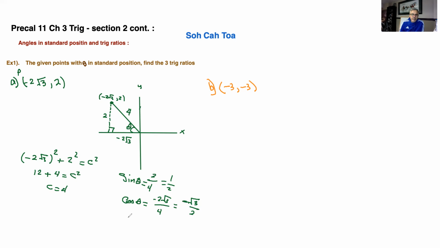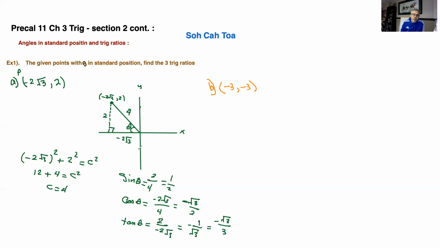And then we'll do tan theta. And tan theta is opposite over adjacent, so 2 over negative 2 root 3, which gives me negative 1 over root 3 if you wish. And you could rationalize the denominator by multiplying top and bottom by root 3, and that will end up giving you negative root 3 over 3. And that's your final answer for this one.